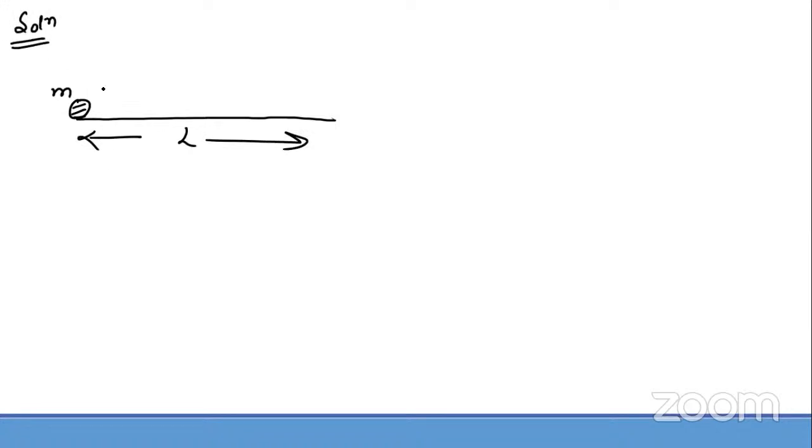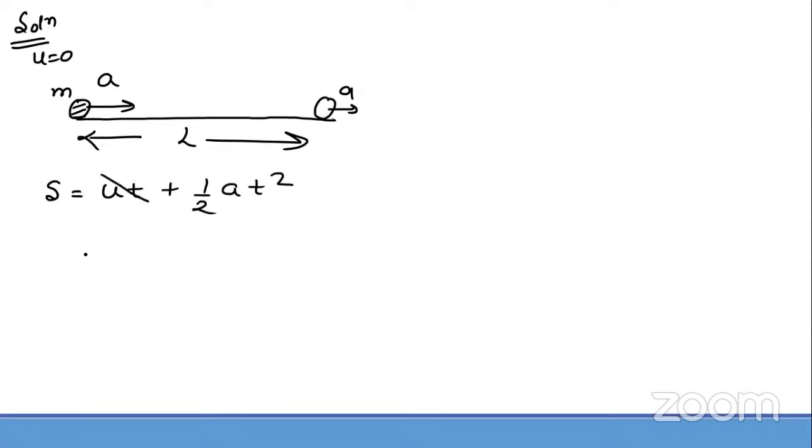So the particle travels a distance L with a uniform acceleration, which I'll write as a, meaning constant acceleration. It will cover this distance and reach here. Let us find the time first. Initially the speed is 0. To find the time, we'll use the second equation of motion, which says displacement s equals ut plus half at squared. Initial speed u is 0, displacement is L, so L equals half a t squared.